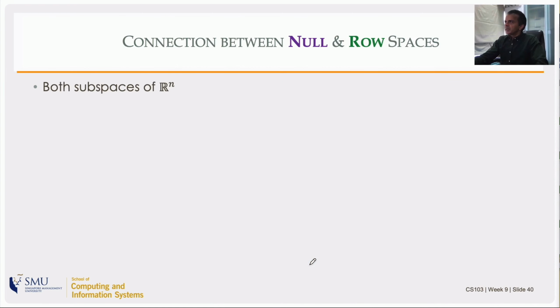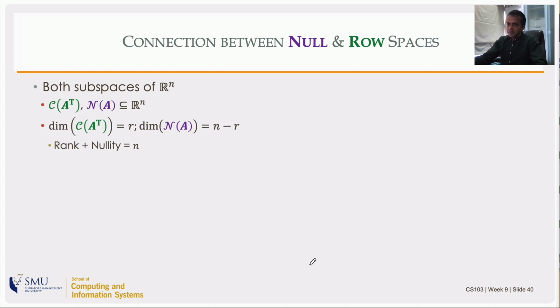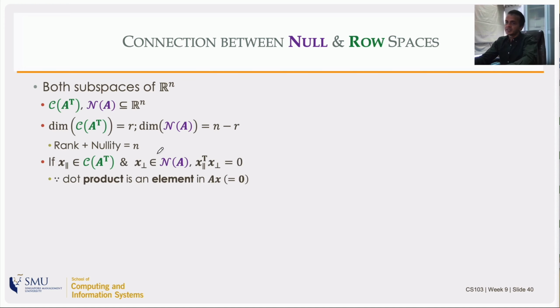Now we already saw the connection between null space and row space. They are orthogonal complements of each other. They are both subspaces of the same input space, the domain. They have to be, otherwise they cannot be orthogonal complements. So given the fact that they are orthogonal complements, that will imply that the rank of the matrix, which is the dimension of the row space, plus the nullity, which is the dimension of the null space, will be the same as the dimension of the containing space, or n. So rank plus nullity is n, which is the rank nullity theorem.